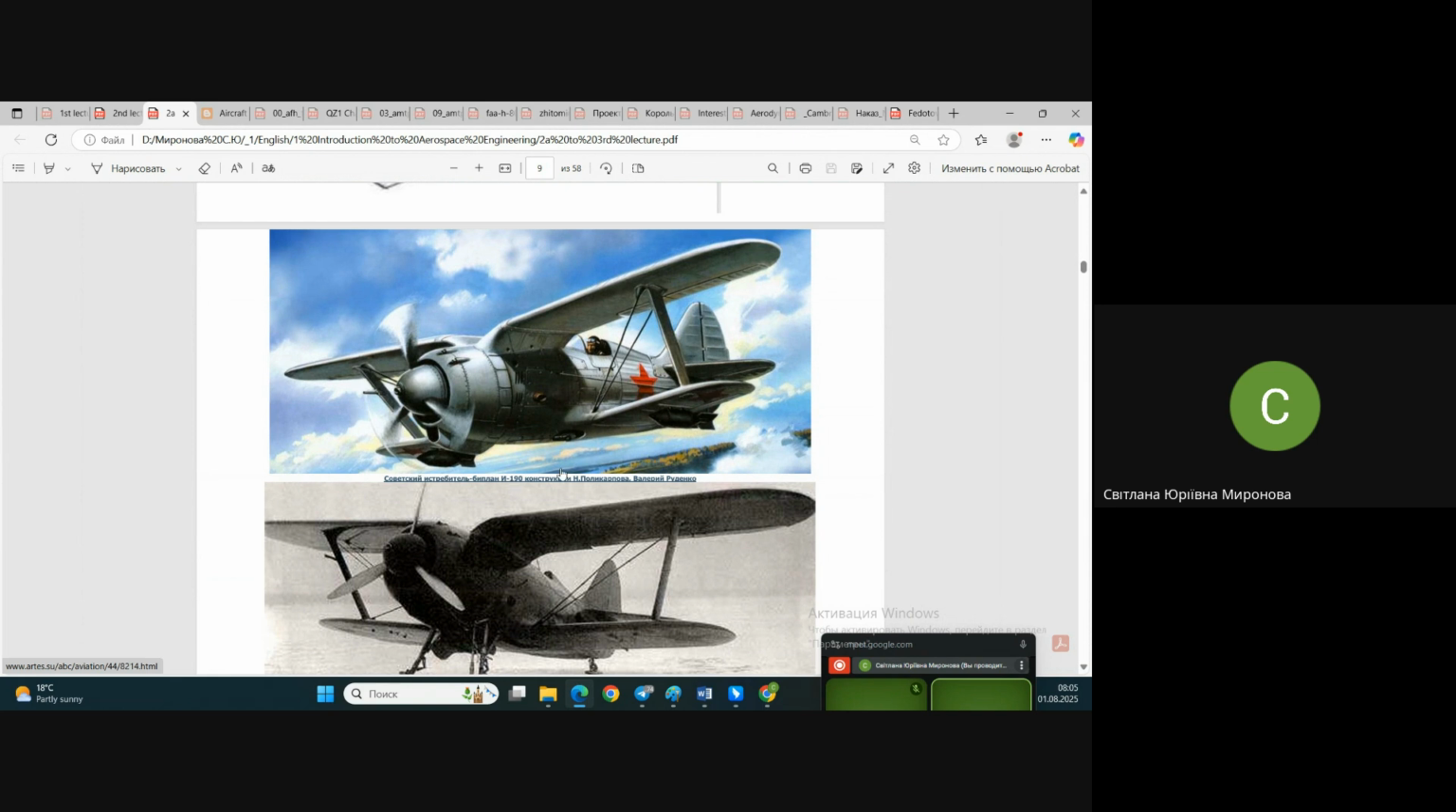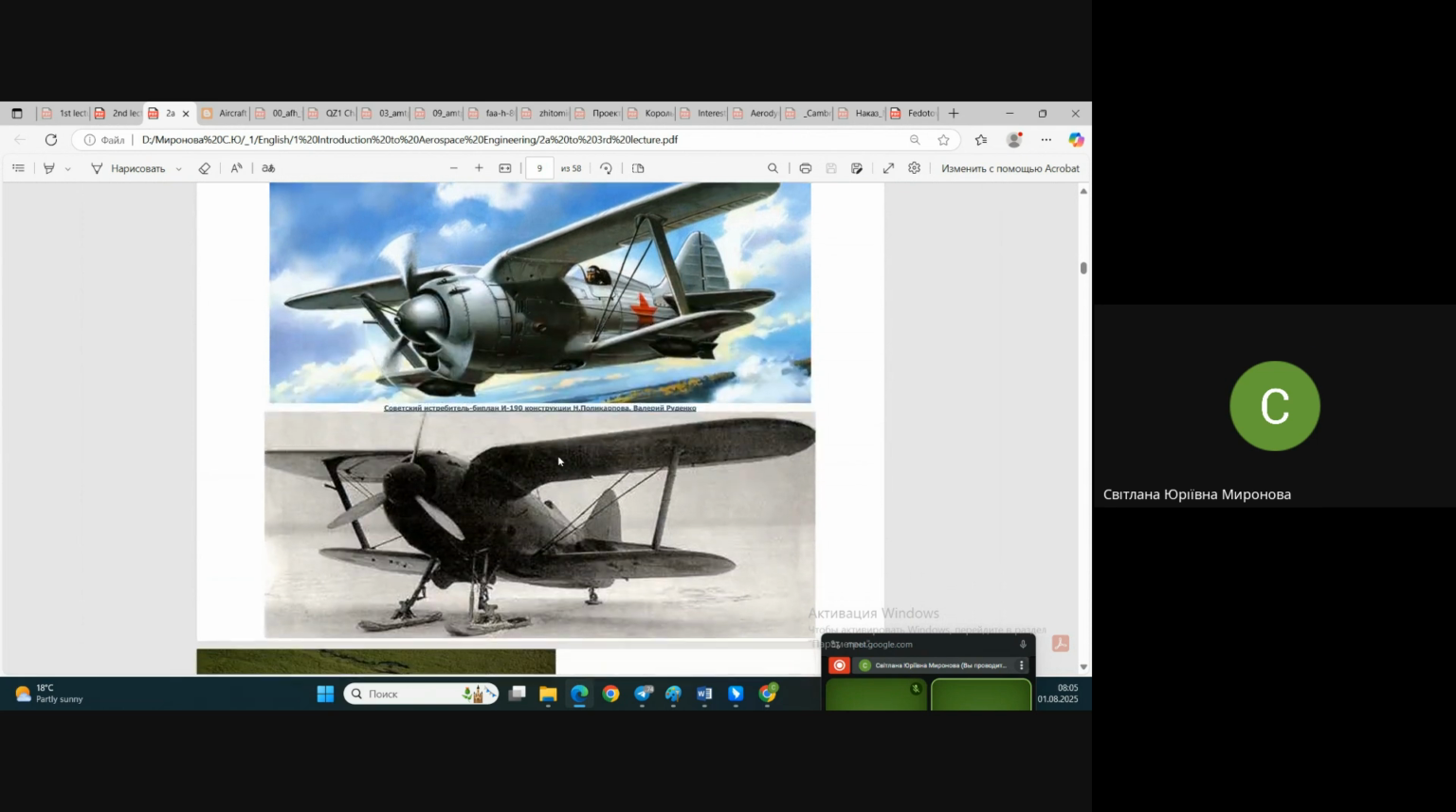It was a fighter of Polycarpov, and of all these Polycarpov airplanes in the 30s and 40s of the previous century, there were a lot of them, and they were well known, and mostly they were either fighters or front bombers, might be. No, mostly fighters.